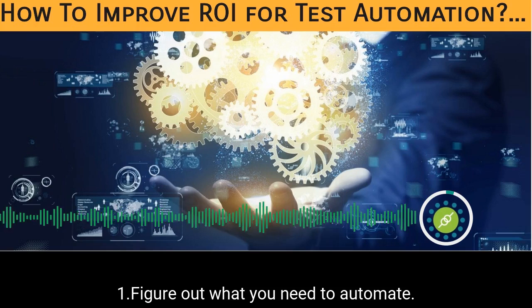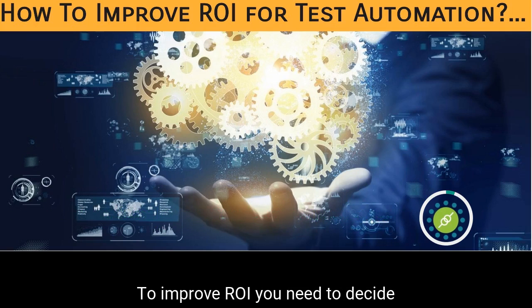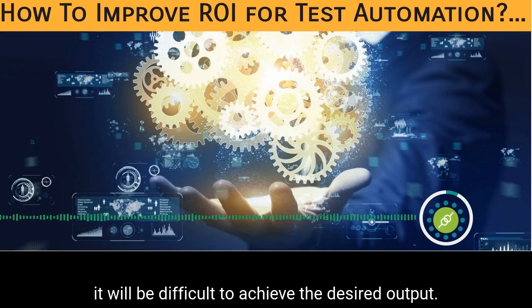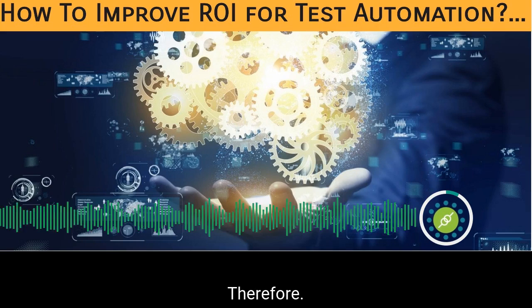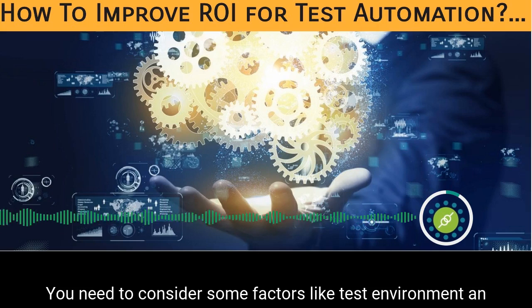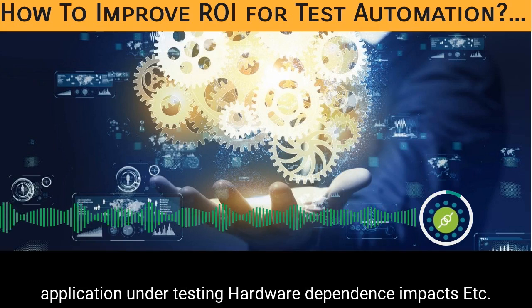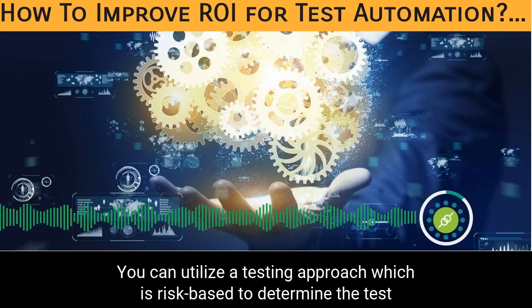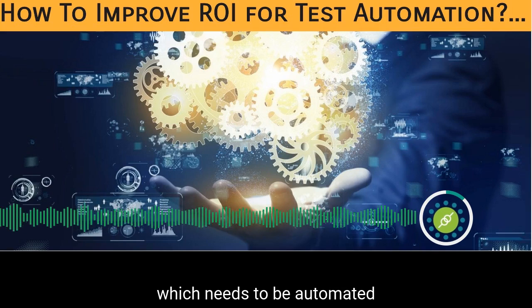1. Figure out what you need to automate. To improve ROI, you need to decide and identify what must be automated. Otherwise, it will be difficult to achieve the desired output. Therefore, you need to consider some factors like test environment, application under testing, hardware dependence, impacts, etc. You can utilize a risk-based testing approach to determine the tests which need to be automated.